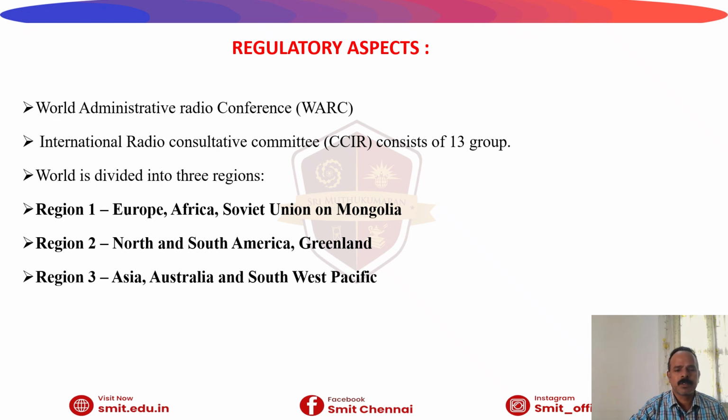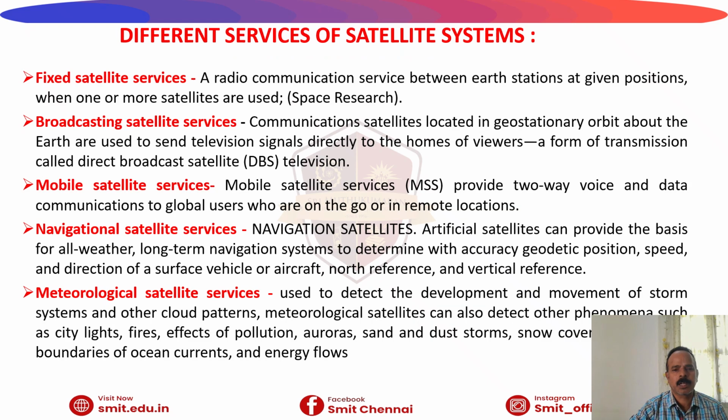Our world, that is the globe, is divided into 3 regions of communication for satellite communication. The first region covers Europe, Africa, the Soviet Union, and Mongolia. The second region, that is region 2, covers North and South America as well as Greenland. In region 3, we have Asia, Australia, and the Southwest Pacific. These are the 3 regions that we are going to cover at the international level by means of satellite communication.